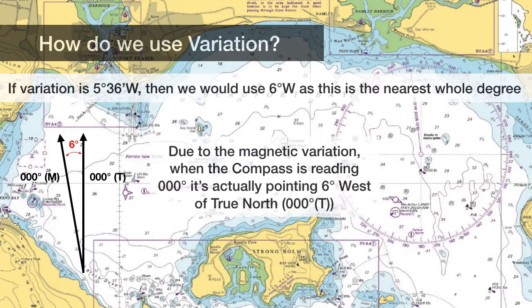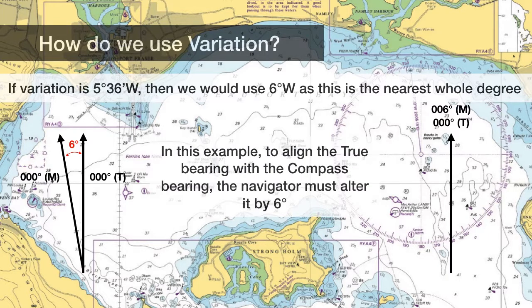When the compass is pointing at 0 degrees, due to the magnetic variation, it's actually pointing 6 degrees west of 0 degrees true. In order to align the true and compass bearings, the navigator, therefore, must alter it by 6 degrees.